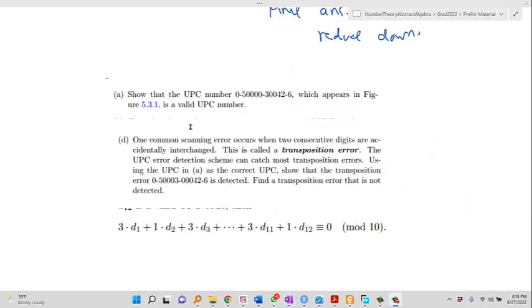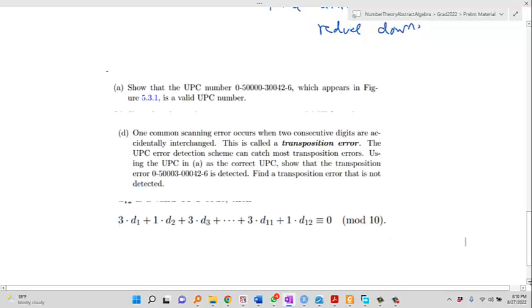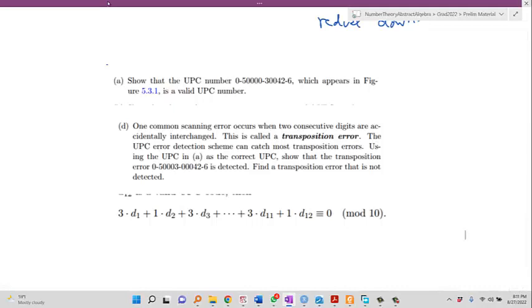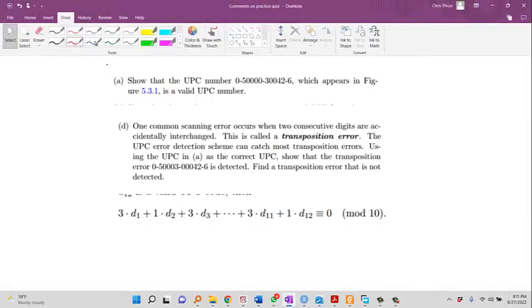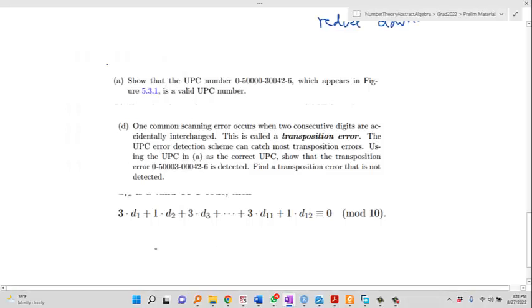Okay, next one is talking about UPC numbers. UPC numbers are a set of 12 digits that satisfy this modular equation. This one says, using this valid number, show that this number is not valid. This is a transposition, which exchanges the 0 and the 3. All right. So we know that the top number is a valid number. So if we want to write that down, the top number being valid would be 3 times d1. d1 is 0, d2 is 5, and so on.